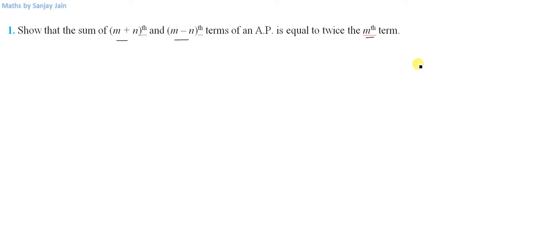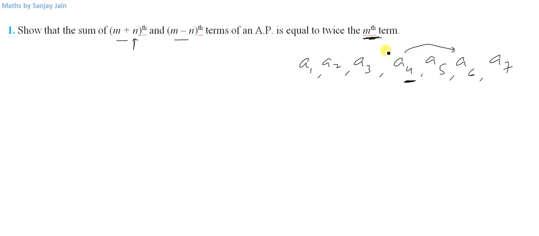This is not a question, this is basically a concept that whenever I have got an AP, A1, A2, A3, A4, A5, A6, A7, let us say there are 7 terms. So there is an mth term, let us say there is 4th term. M plus nth term, so let us say 4 plus 2, that is 6th term, and 4 minus 2, that is 2nd term. So their sum will be equal to twice of this. A2 plus A6 will be equal to twice of A4.